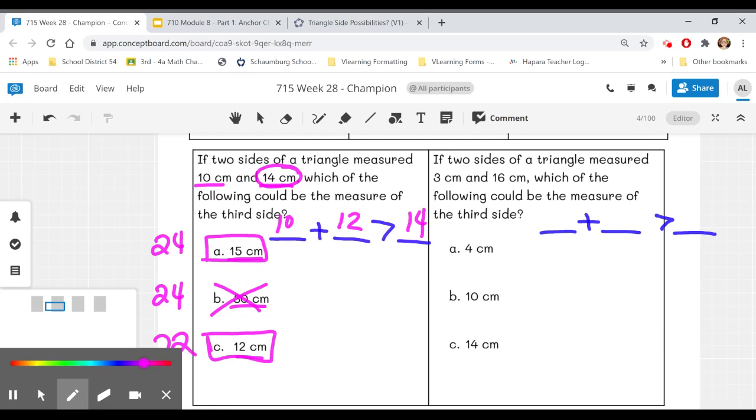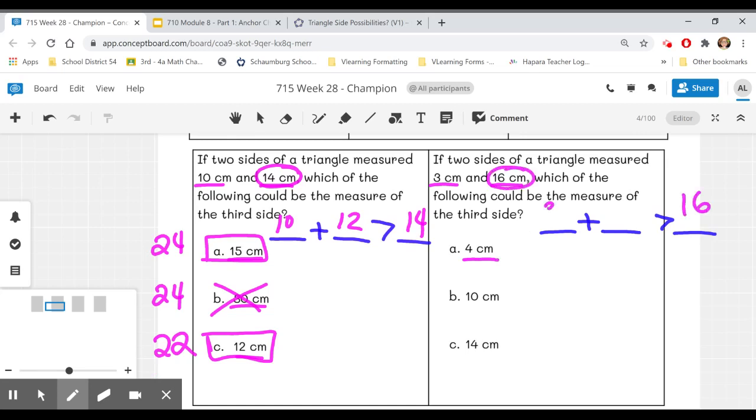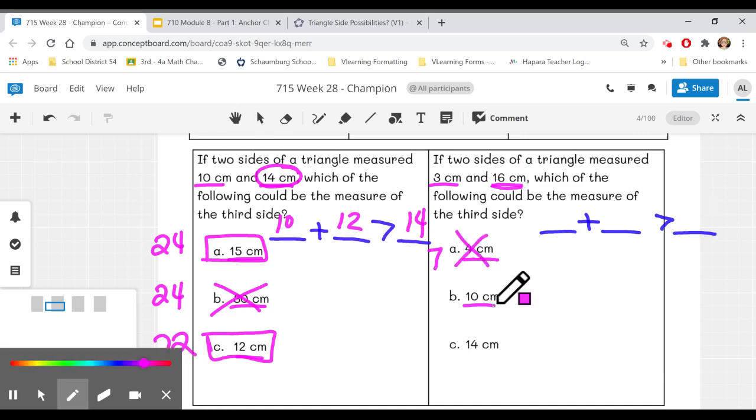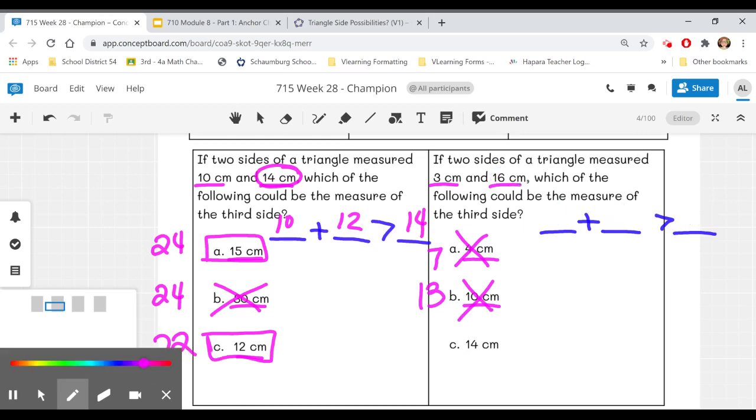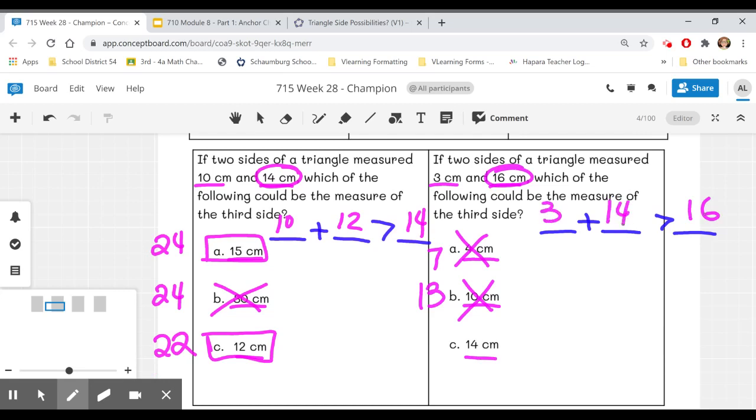If two sides of a triangle measured 3 centimeters and 16 centimeters, which of the following would be the measure of the third? Let's try 4. The longest in this case would be 16. So we're going to try 16, and 3 plus 4, that's 7. So that is not a solution. Let's try 10. 16 is still the largest side. 10 plus 3 is 13. 13 is not larger than our longest side. And let's check 14. 16 is still our largest side. So 3 plus 14, yes, that is 17, which is larger than 16. So the only solution here is 14 centimeters.